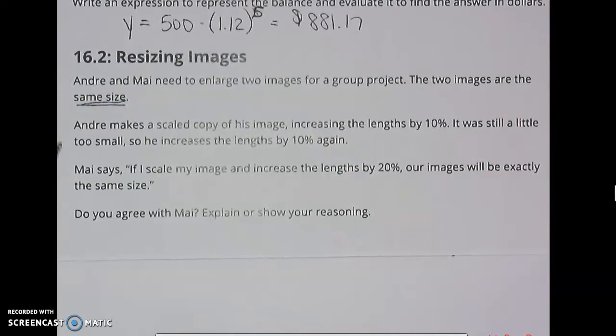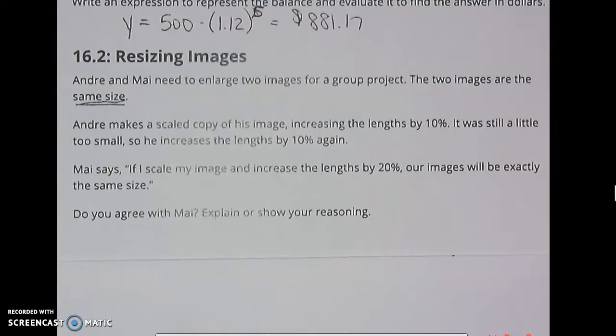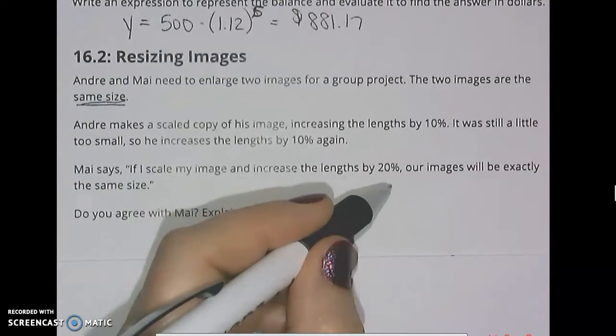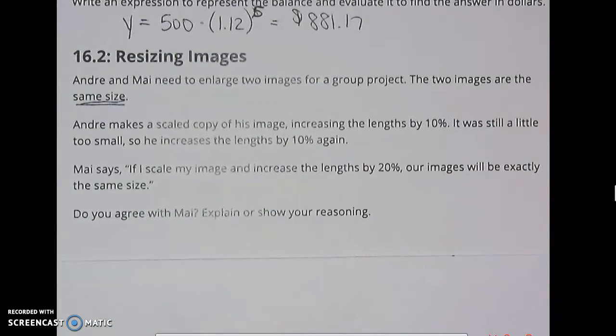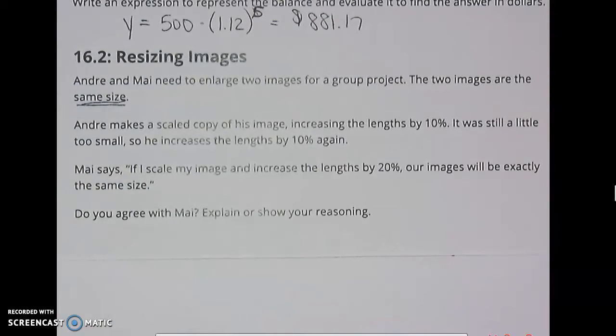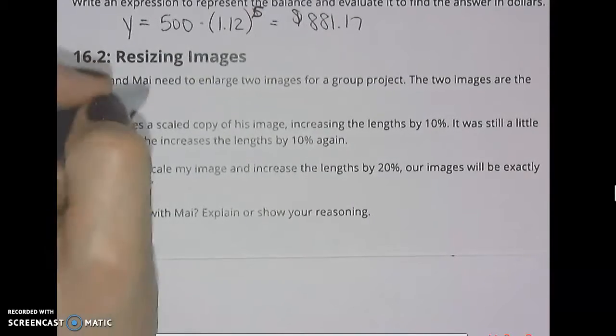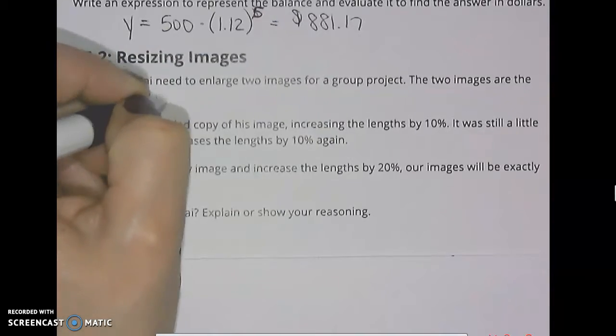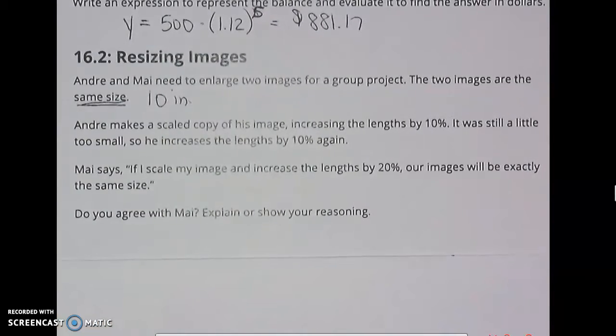So Andre did 2 different increasings, okay? And Mai is saying, all right, we could have just skipped this process and done 1 by doing 20 one time, okay? So we need to see what's happening here. Andre, let's just say, since it's the same size, that the length of this is 10 inches, whatever you want to make it be.